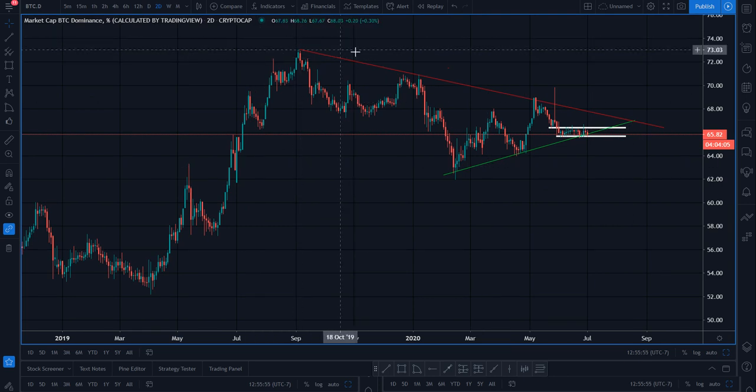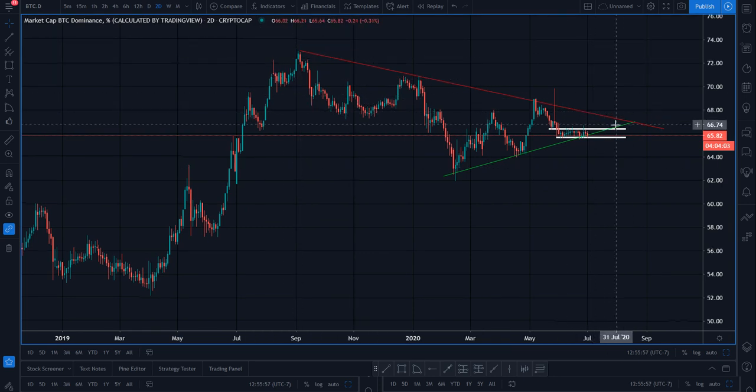We are squeezing with a series of lower highs into the apex of the structure, which is around 67% in terms of the BTC dominance. If this breaks to the downside, that means capital is getting taken away from BTC and put into alts, which is more speculative, more risky, and represents risk tolerance increasing in the cryptocurrency market, which is a bullish sign.